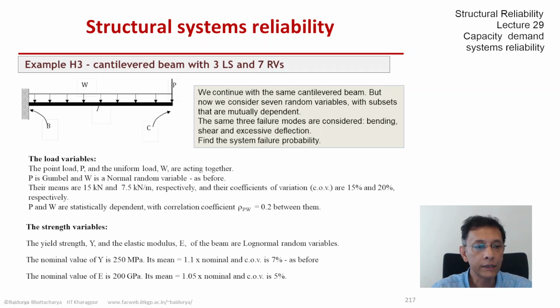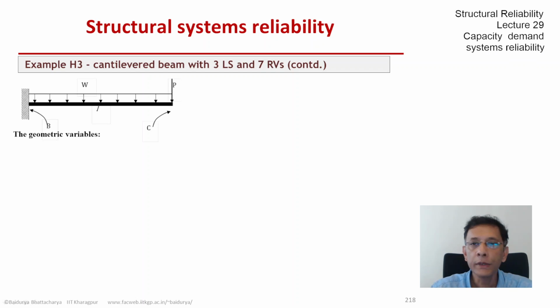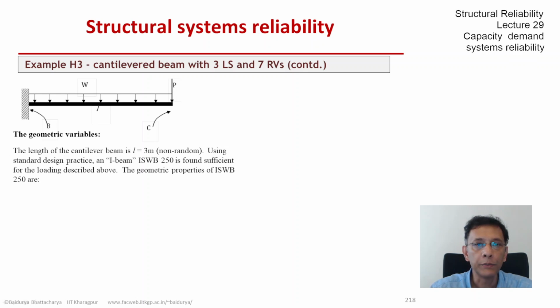The strength variables, there are 2 of them, Y and E, the yield strength and the Young's modulus. Now they are both random variables, they are both log normal, and they are mutually independent, because there is no reason to have yield and stiffness have any dependence between them. We don't observe that usually. The geometric variables, the span is now 3 meters, which is non-random.